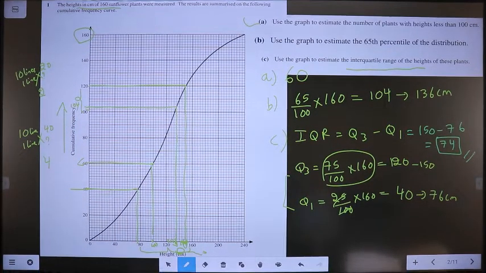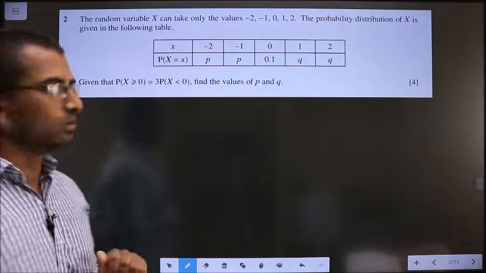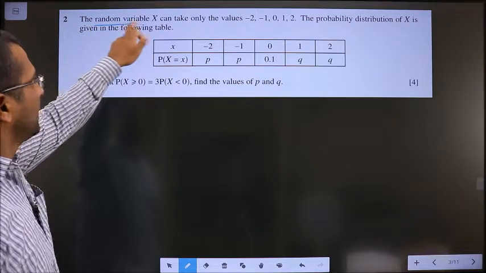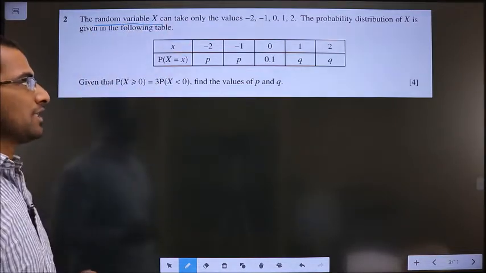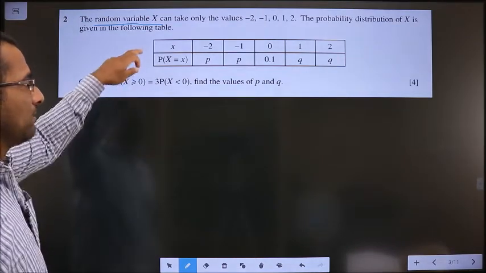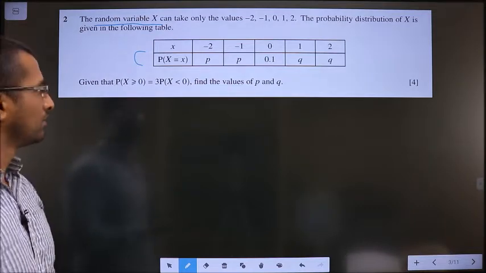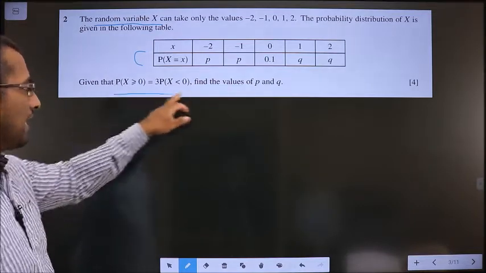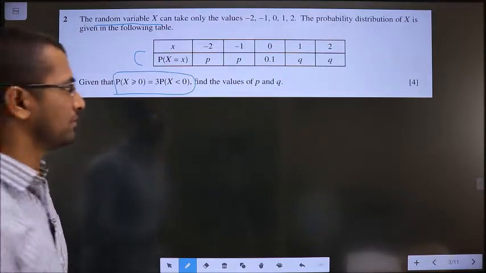Question 2. The random variable X can take only the values -2, -1, 0, 1 and 2. The probability distribution of X is given in the following table. This is the probability distribution table. Given this condition, find the values of p and q.